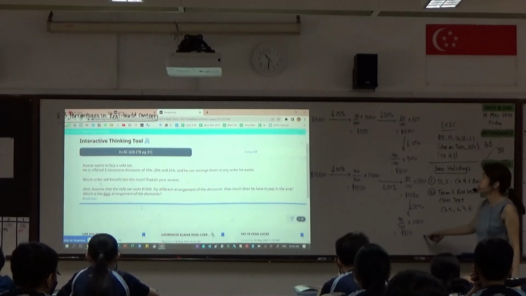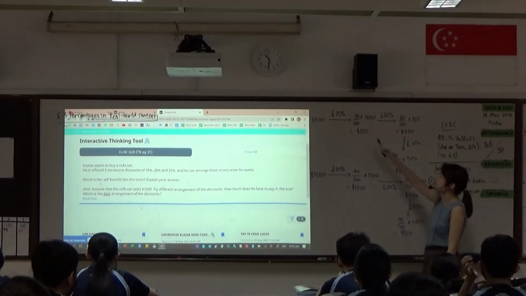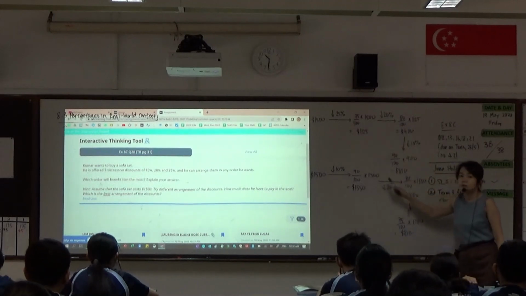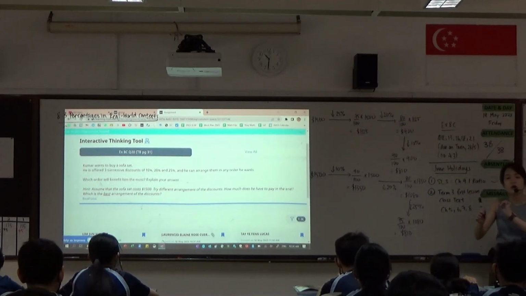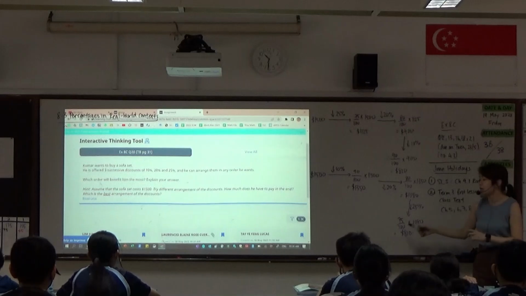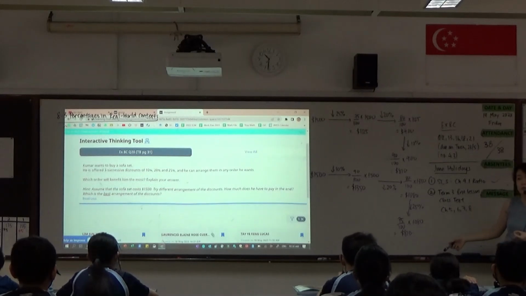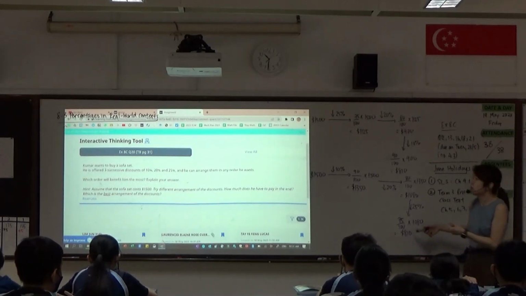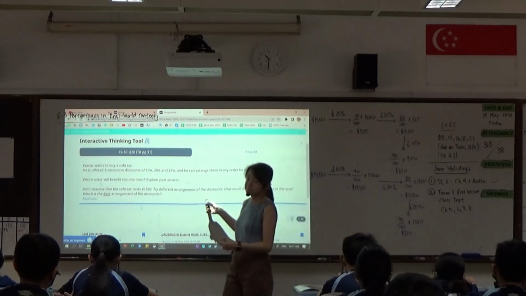Eventually, you will actually pay the same thing, and the reason why that is so is because multiplication allows us to switch this order freely without any impact on the final value. You understand? So actually it doesn't matter.